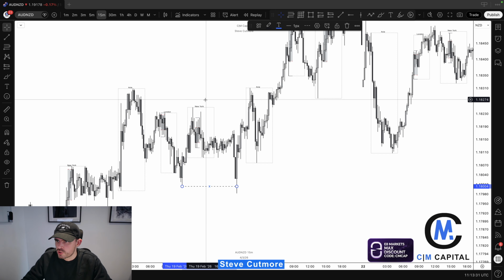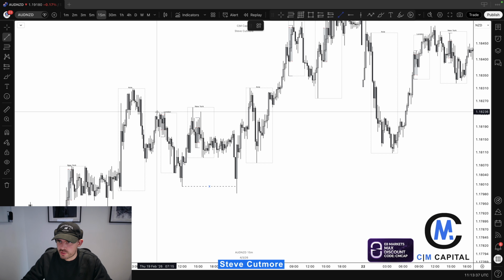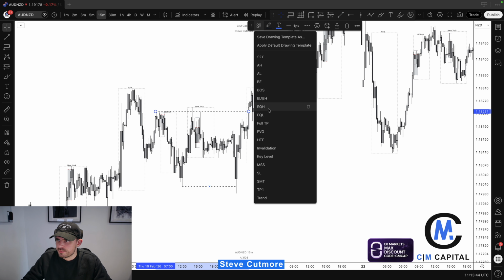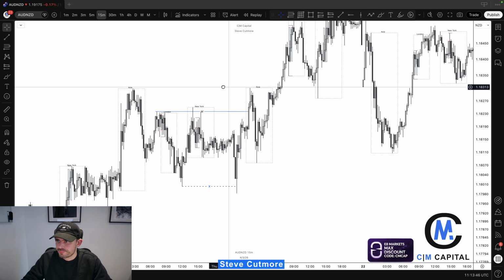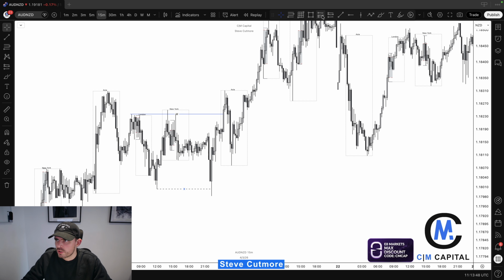Liquidity sweep. We push up. We break structure. Because what was the high? Oh wait, sorry. This is still our structure high. So this is our structure high. Here we actually finally break structure or market structure shift. What was the low that created that high? Here to here.